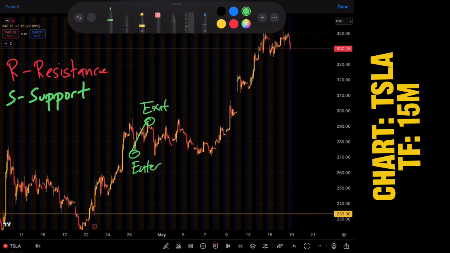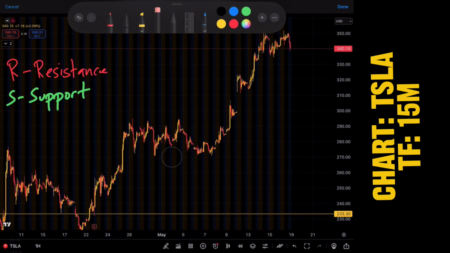And it's the exact same way when you are doing puts. When you're at resistance, let's say you enter here, and if this is support down here, I'm going to exit my trade here once we get back down to that support level.